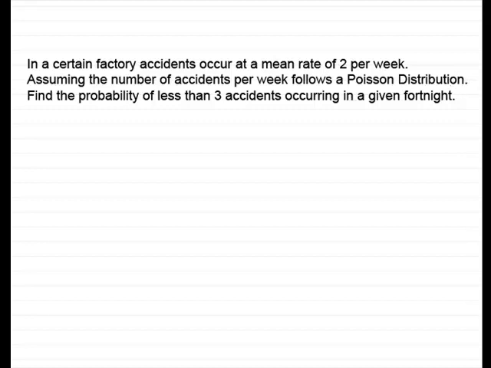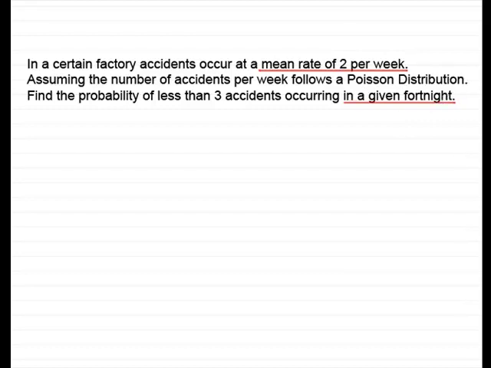So as you can see, we've got a mean rate of 2 per week, and now we're looking in a given fortnight. If we assume that the number of accidents remains proportional over a period of time, then we can expect that in a given fortnight there'll be twice as many accidents. So instead of having 2, we've now got 4 accidents expected in a given fortnight.